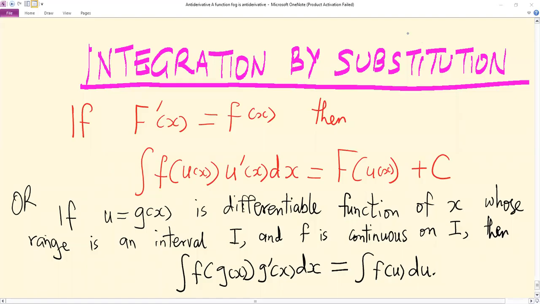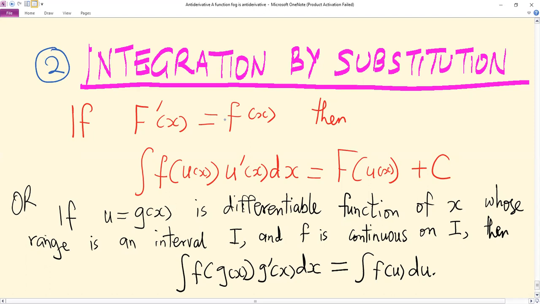Welcome to this session. In this session, we are going to discuss the second type of integration technique. The name of the technique is integration by substitution. So this is the second one. The first one we discussed was the power rule. So let's see how we work out the integration by substitution method.